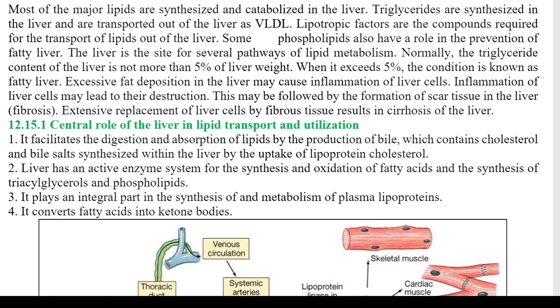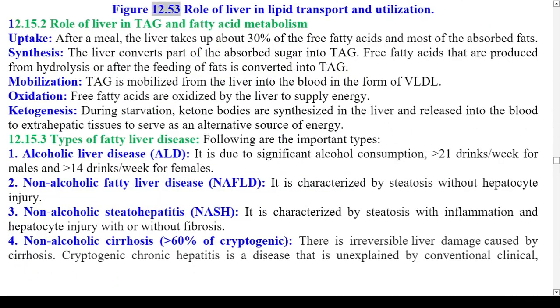12.15.1 Central role of the liver in lipid transport and utilization. 1. It facilitates the digestion and absorption of lipids by the production of bile, which contains cholesterol and bile salts synthesized within the liver by the uptake of lipoprotein cholesterol. 2. Liver has an active enzyme system for the synthesis and oxidation of fatty acids and the synthesis of triacylglycerols and phospholipids. 3. It plays an integral part in the synthesis and metabolism of plasma lipoproteins. 4. It converts fatty acids into ketone bodies. Figure 12.53 Role of liver in lipid transport and utilization.